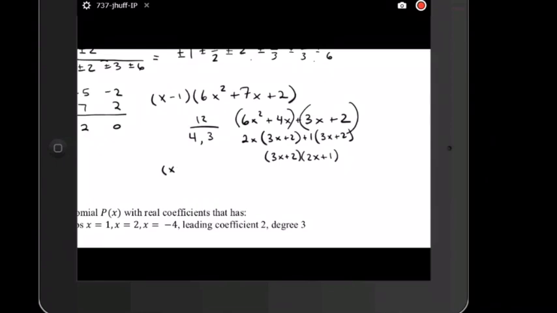So the polynomial fully factored on the left side of the equation is x minus 1, 3x plus 2, and 2x plus 1, and that equals 0. And then we solve each factor equal to 0 separately. So x minus 1 equals 0 means that x equals 1. 3x plus 2 equals 0 means that x equals negative 2 thirds. And 2x plus 1 equals 0 means that x equals negative 1/2.